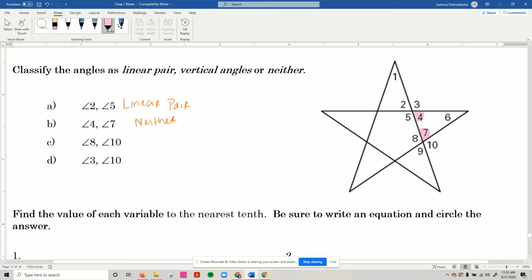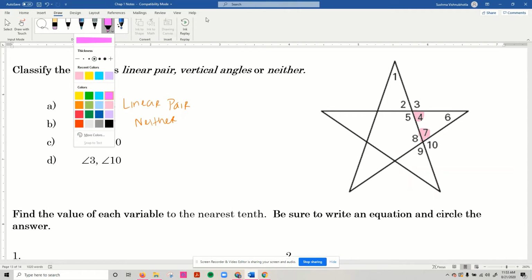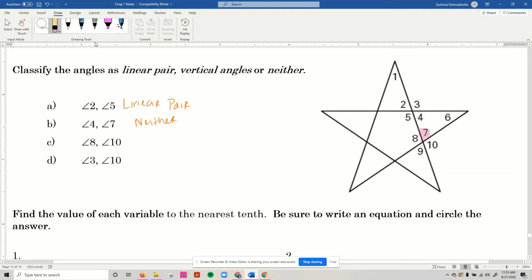8 and 10. These are vertical. 3 and 10. These are vertical angles. Again, they're formed by these two intersecting lines, and they share a common vertex, and they're across from each other.